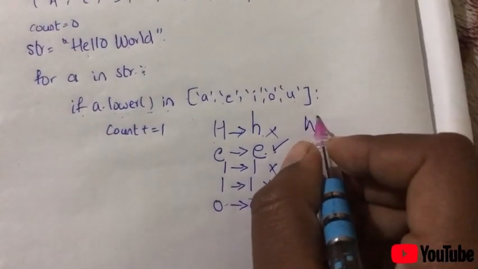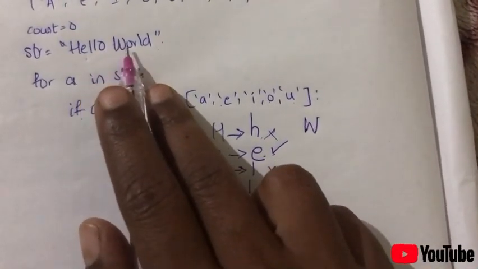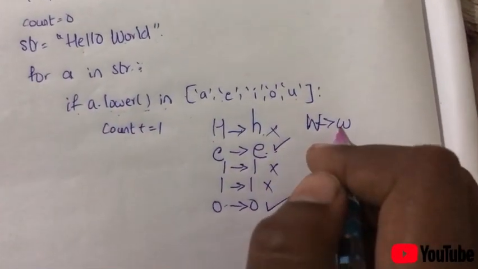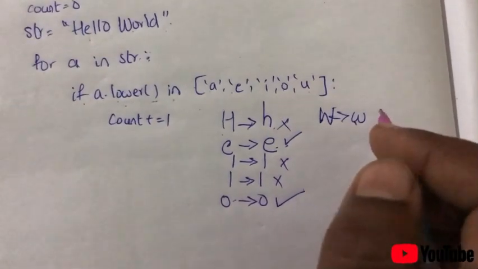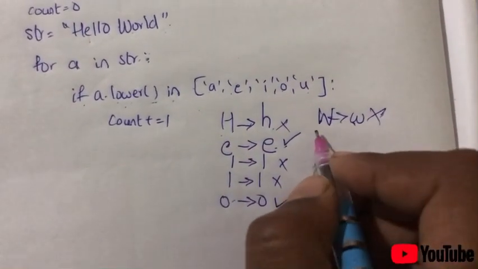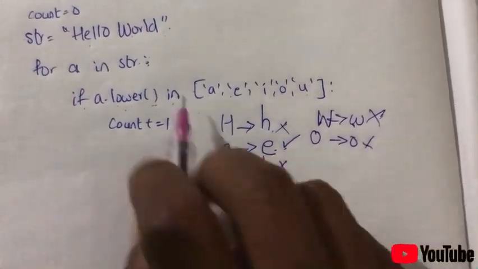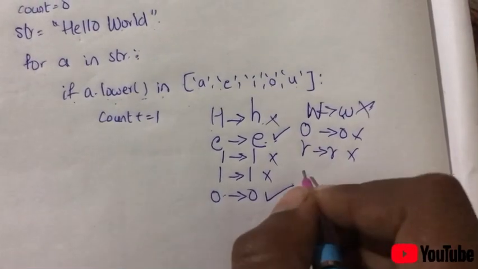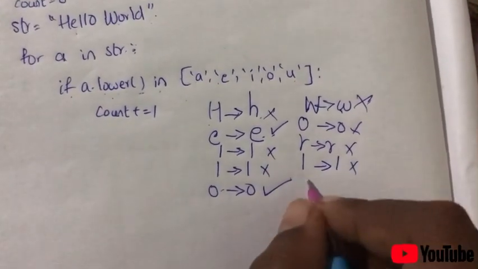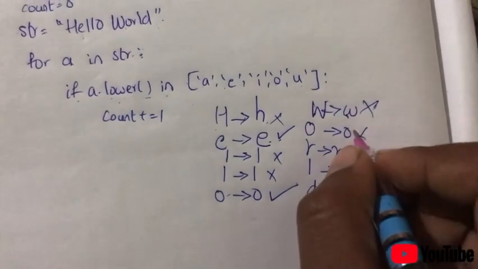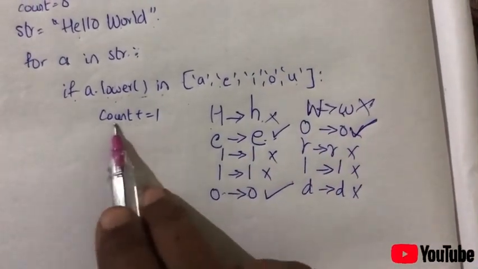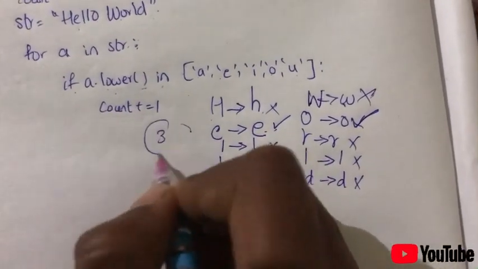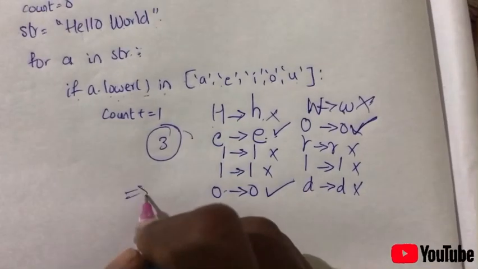Next coming to W. a.lower() will convert it into small w. Now this is not present in this list, so it is not a vowel. Again o, and the remaining r, l, and d are not vowels. So here the count will be executed 3 times, so the count value will be 3, and the output will be 3.